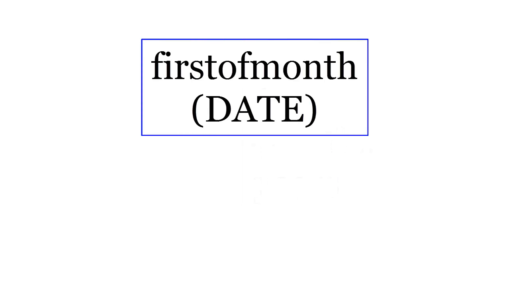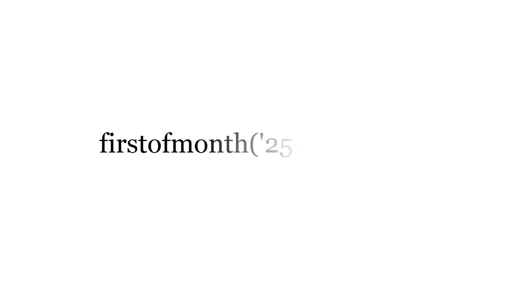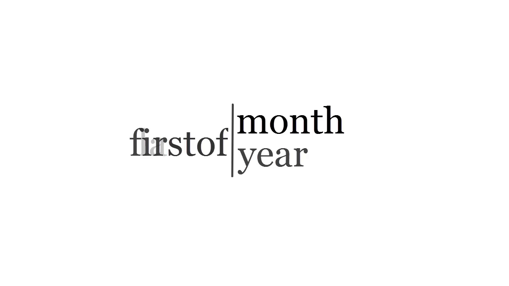Another function, named first of month, returns the first day of the month in which the inserted date occurs. For example, if I were to insert the 25th of November 2014, the output would be the 1st of November 2014. Similarly, you have functions for the first of the year, but also the last day of the month in which the inserted date occurs.